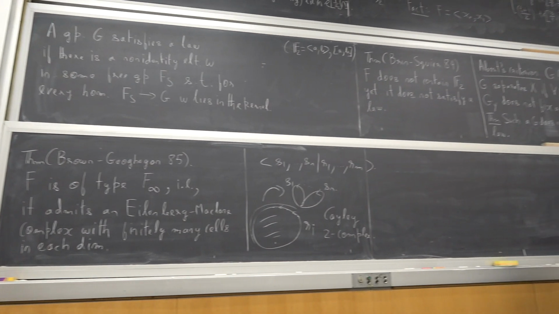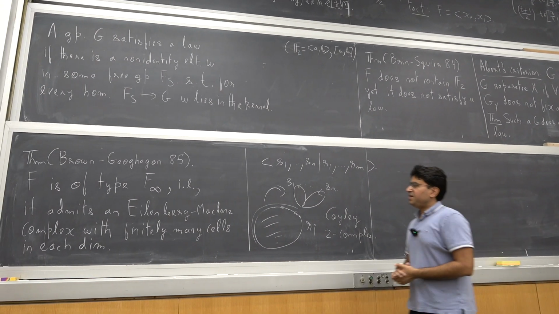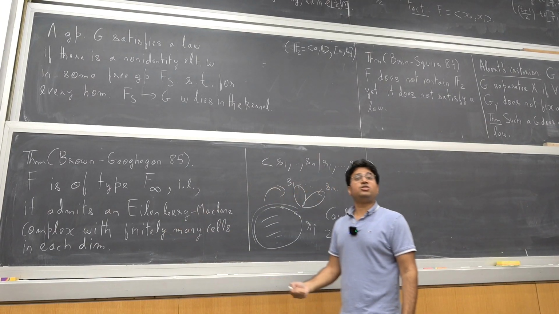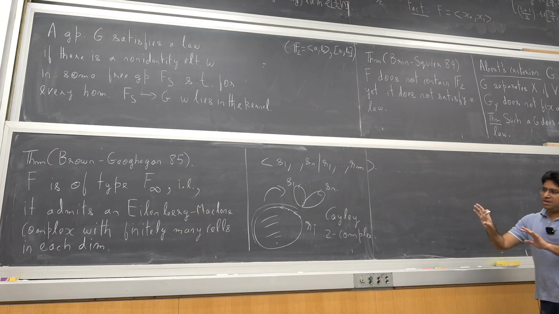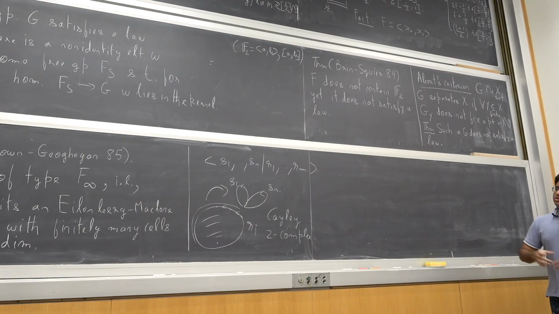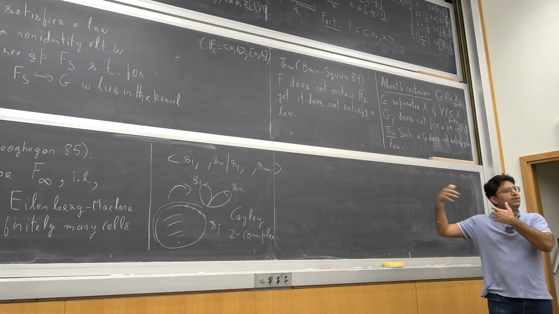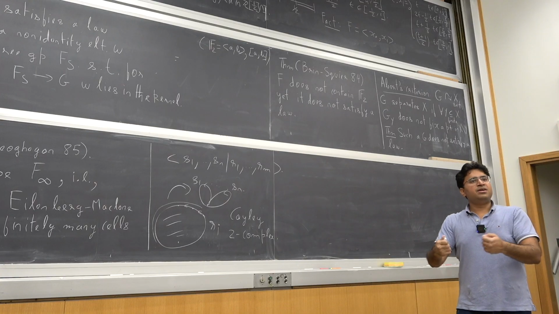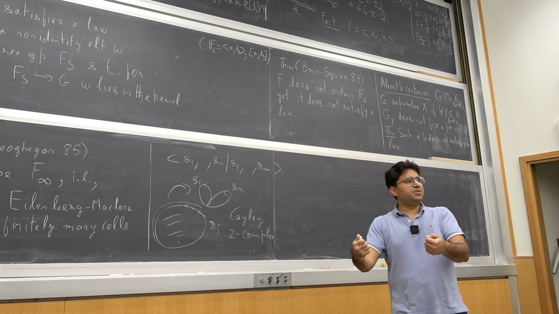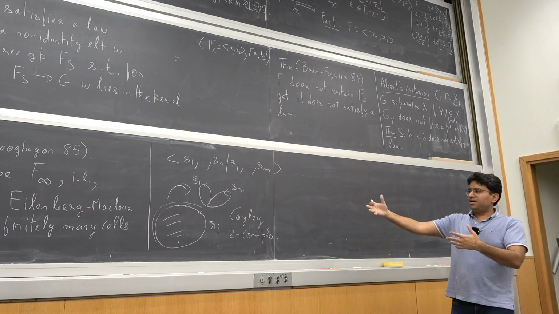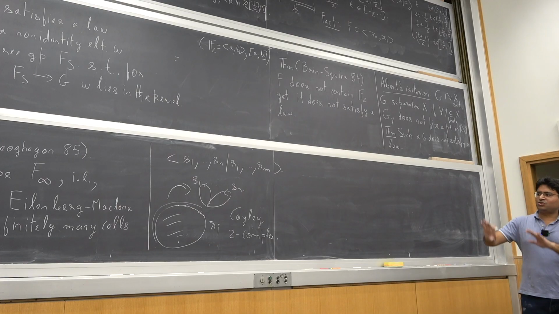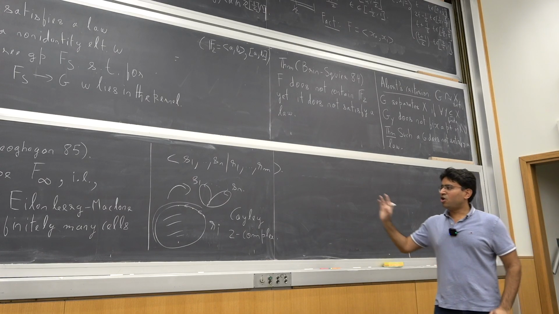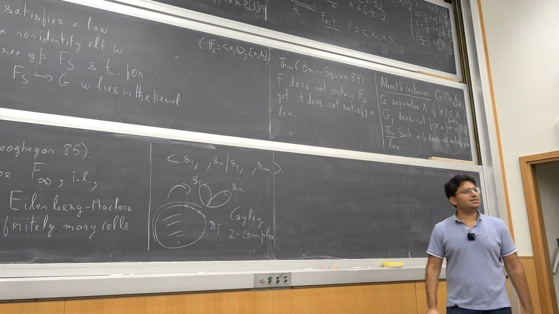And a group is of type F infinity if it admits an Eilenberg-MacLane complex with finitely many cells in each dimension. The word admits here is not such a strong condition: this process is highly non-unique, there are many different ways I can build this thing, however it is unique up to homotopy type. So it is up to homotopy type that you have a complex with finitely many cells in each dimension.